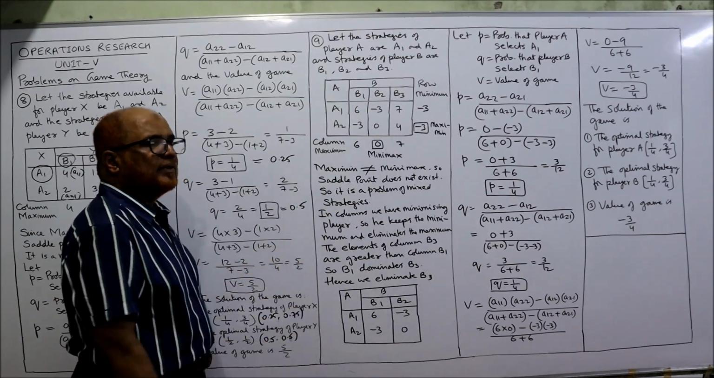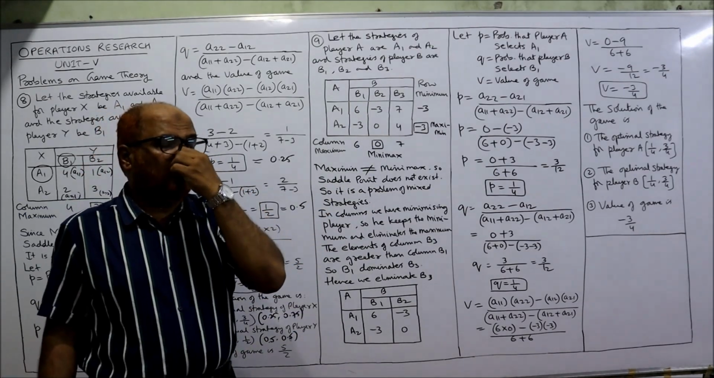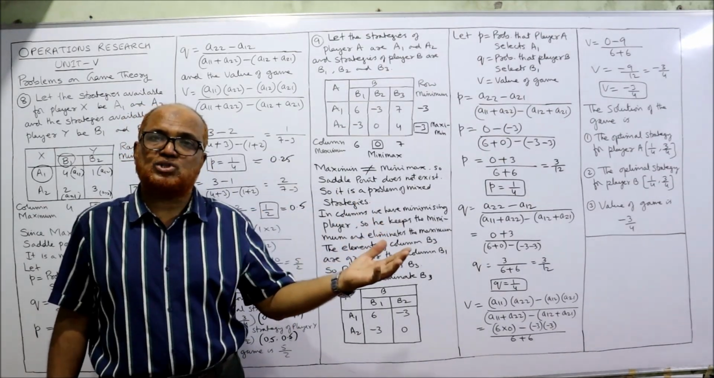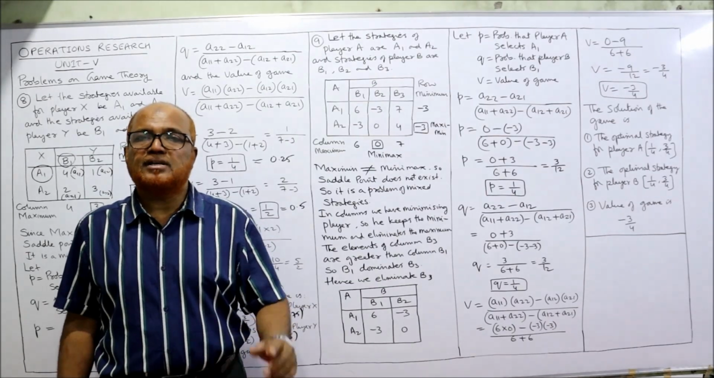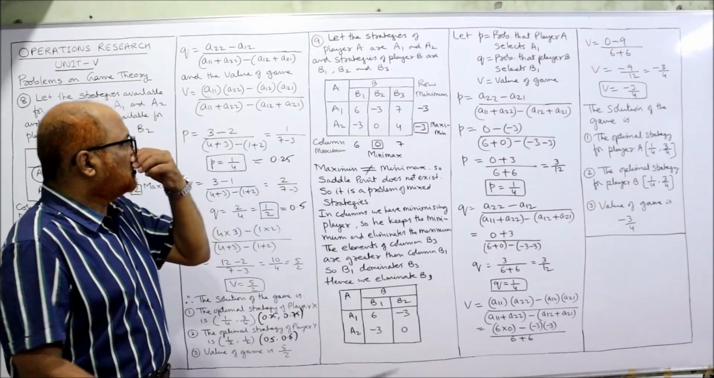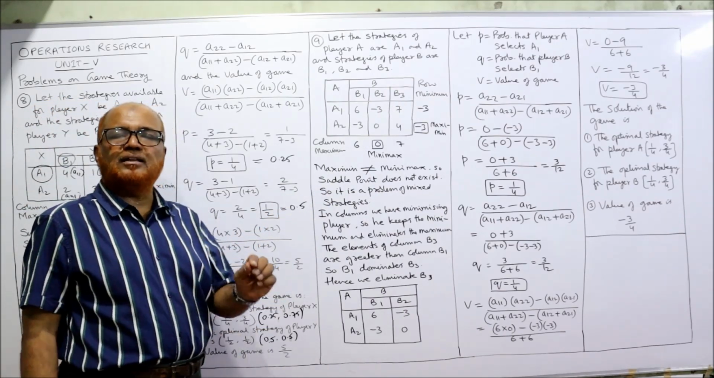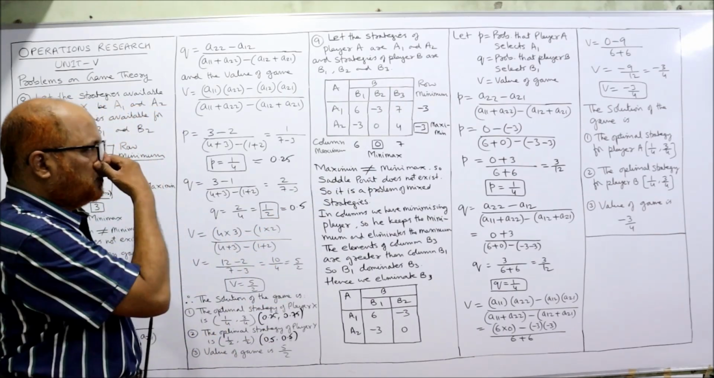Take the elements. First of all, we have to check whether a saddle point exists or not. If a saddle point exists, it is a pure strategy. If a saddle point does not exist, it is a mixed strategy. So first of all, row minimum, column maximum. By finding this, we can say whether it is mixed or pure.